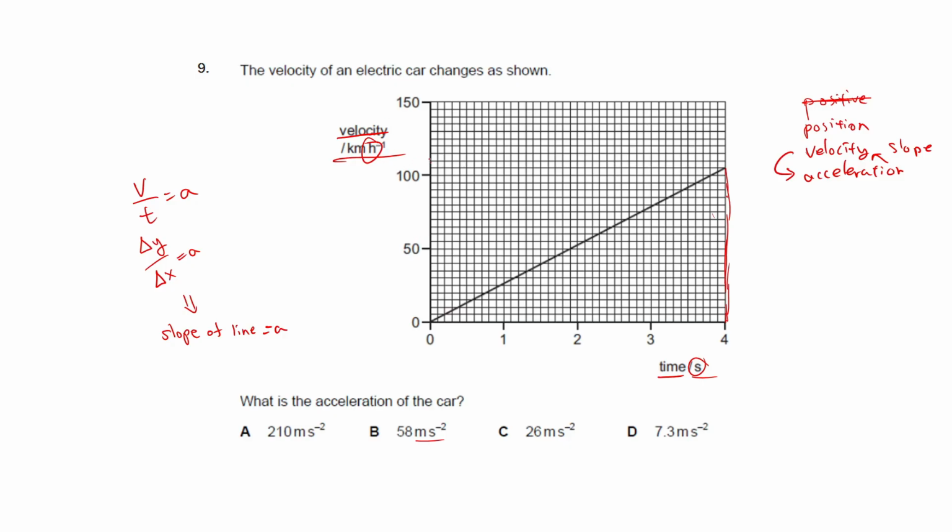So I don't know how many tick marks there are. There are 1, 2, 3, 4, 5, 6, 7, 8, 9, 10. So there's 10 tick marks per 50. So each one is 5. So then our velocity is 1.5 kilometers per hour per 4 seconds.